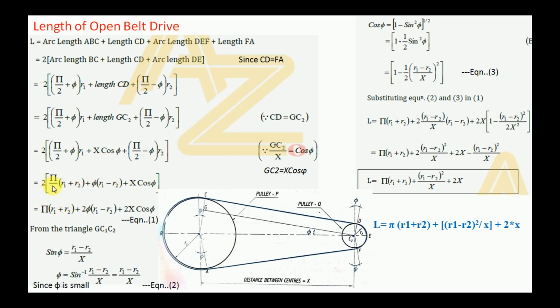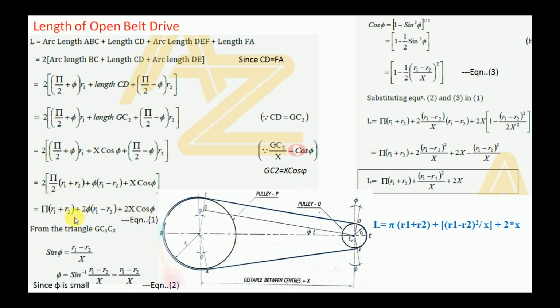Here the pi by 2, the 2 gets cancelled: pi multiplied with (r1 plus r2), plus 2 phi (r1 minus r2), plus 2x cos phi. We will consider this as equation 1. As I already told you, we have to calculate the length of the belt drive in terms of the radius of both the pulleys and the center distance between the two pulleys.